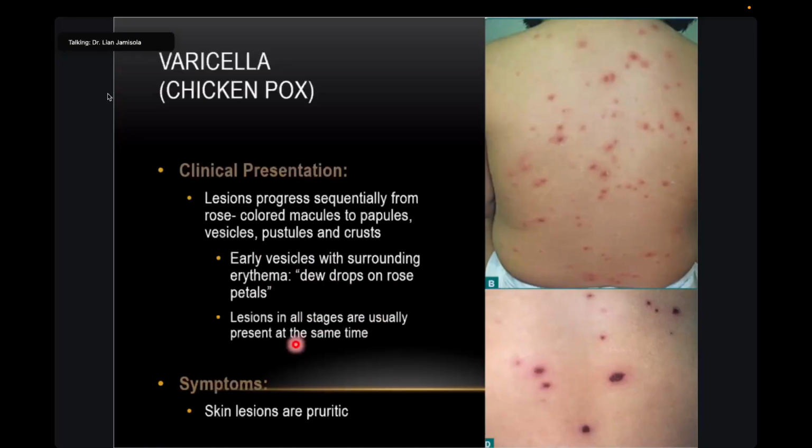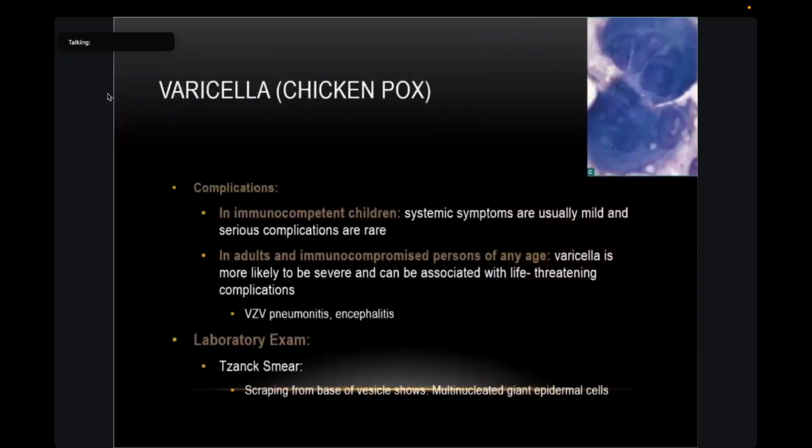Lesions in all stages are usually present at the same time. So at one time, you can have macules, you can have papules, the patient may have vesicles, pustules, and crusts. In immunocompetent children, the systemic symptoms are usually mild, serious complications are rare. In adults and immunocompromised persons, it can be severe and may also be associated with life-threatening complications like pneumonitis and encephalitis.